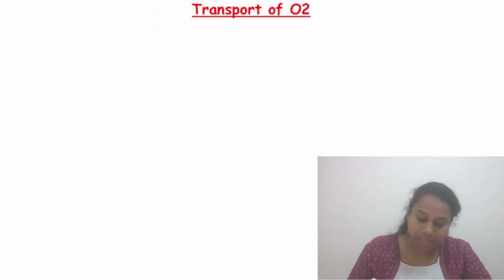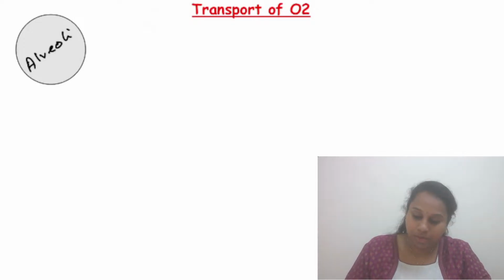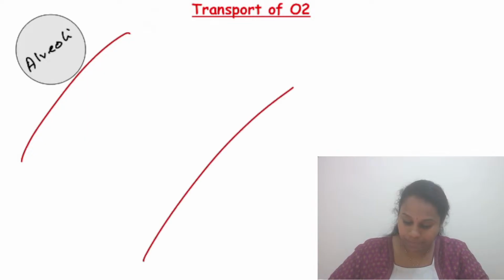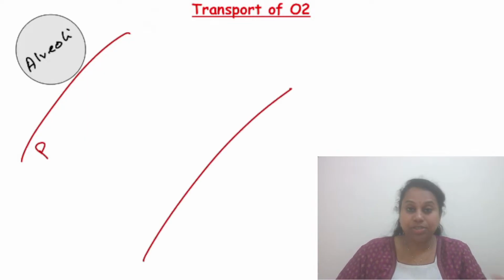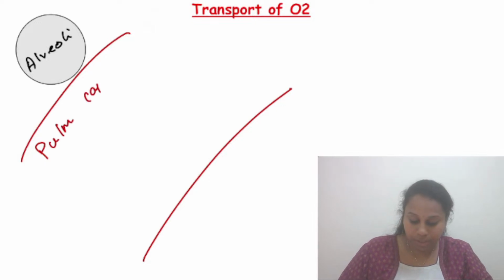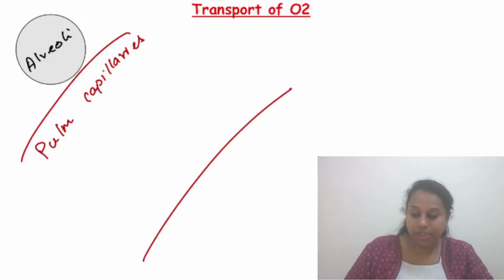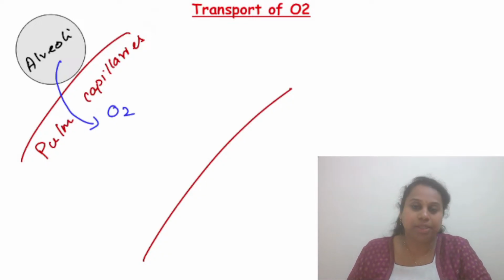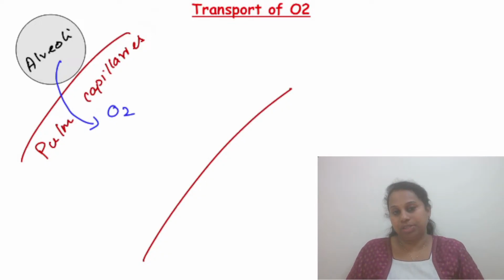If this is your alveoli, on the other side of the alveoli you have the blood vessels. The blood vessel which is in close contact with the alveoli is, yes, the pulmonary capillaries. So gas exchange takes place between alveoli and the pulmonary capillaries. When we inhale, oxygen enters into the blood.